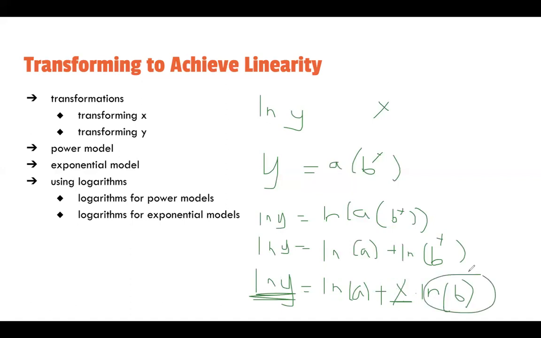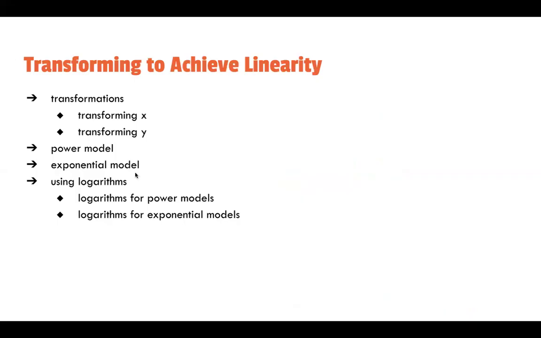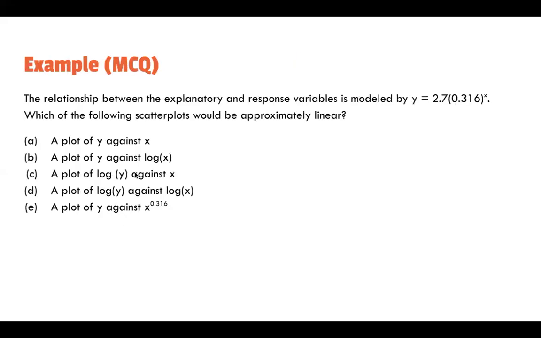The slope this time is going to be the natural logarithm, or whatever logarithm you used, of the base of the exponent. And the reason why I'm showing you this is so that in case you forget, you can derive it on the spot and remember which one it is. I always prefer derivations to just memorizing stuff. So hopefully this works for you too. All right, so that was basically transformations to achieve linearity. And it's time for an example.